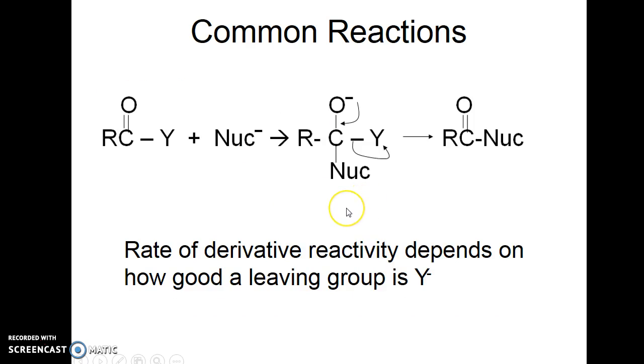The rate of reactivity depends on how good a leaving group the Y with a negative charge is. So if you have something that's a really good leaving group, this reacts quickly. If it's a lousy leaving group, it's not even going to react. Once it forms this, the nucleophile will just exit instead of causing the reaction to continue.